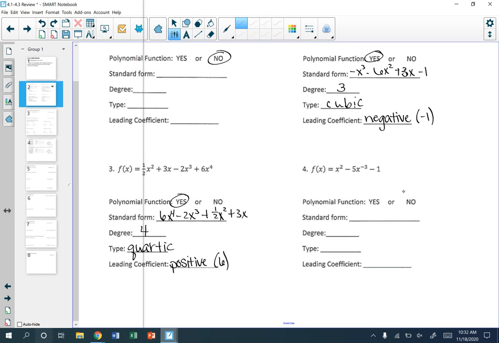Number 4, this is not a polynomial because we can see our exponent of negative 3.